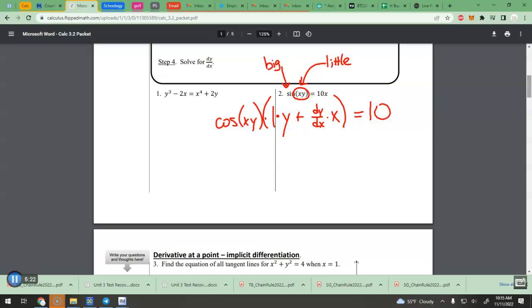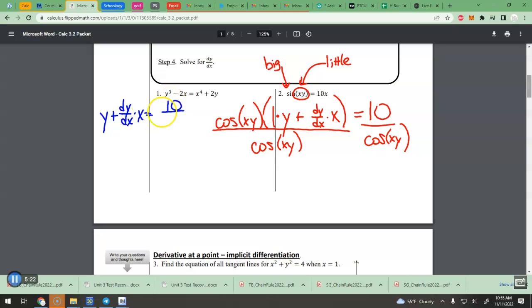Now I gotta get dy dx by itself. A couple ways I could do it. I could distribute and work with it that way. What I've seen the AP test do a lot, and I think this makes sense and it's a decent way to show it, is let's divide by cosine of xy. And then what I'll have is y plus dy dx times x equals 10 over cos of xy.